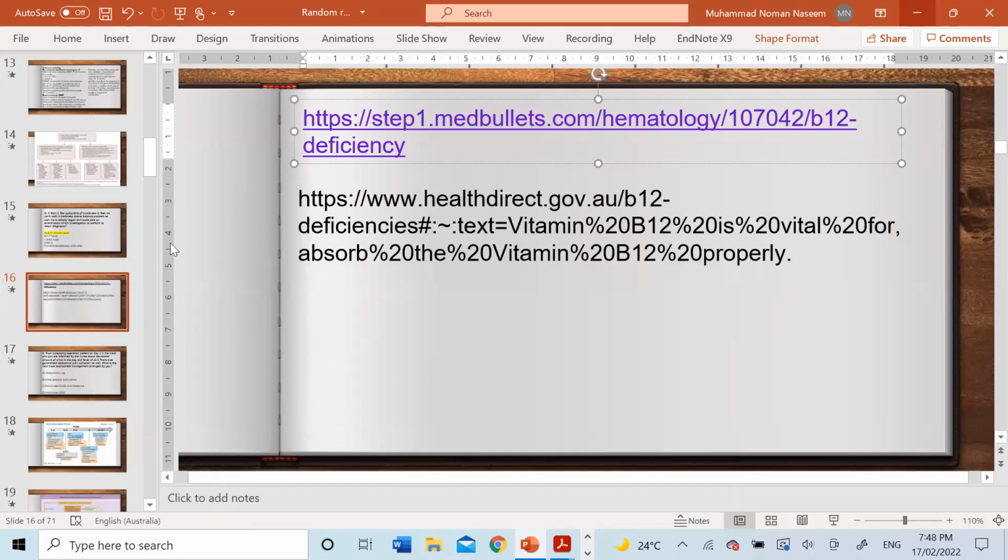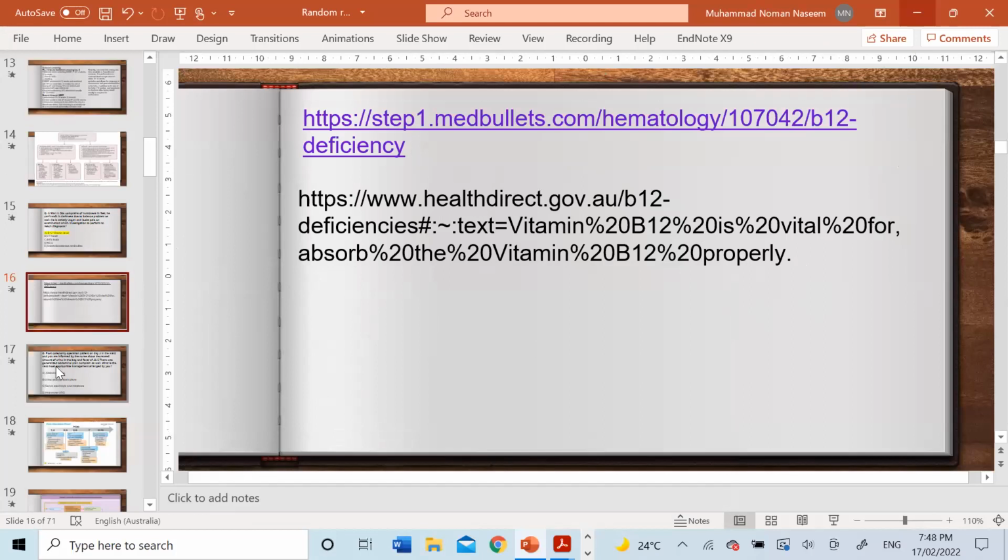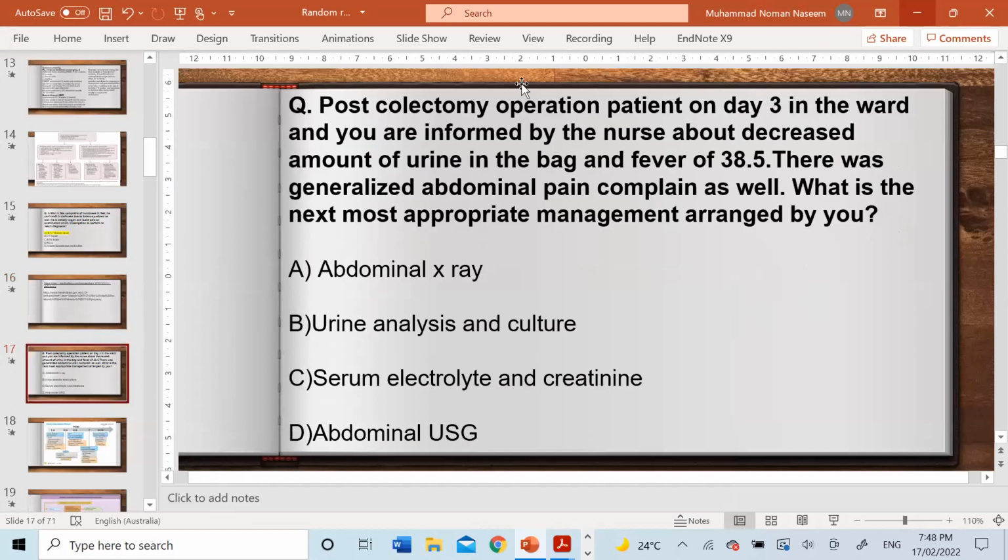All right. Okay. Our next question is post-colectomy operation. The patient is on post-op day 3 in the ward. You are informed by the nurse about a decreased amount of urine in the bag and a fever of 38.5 degrees centigrade. There was also a complaint of generalized abdominal pain as well. What is the next most appropriate management arranged by you for this patient?